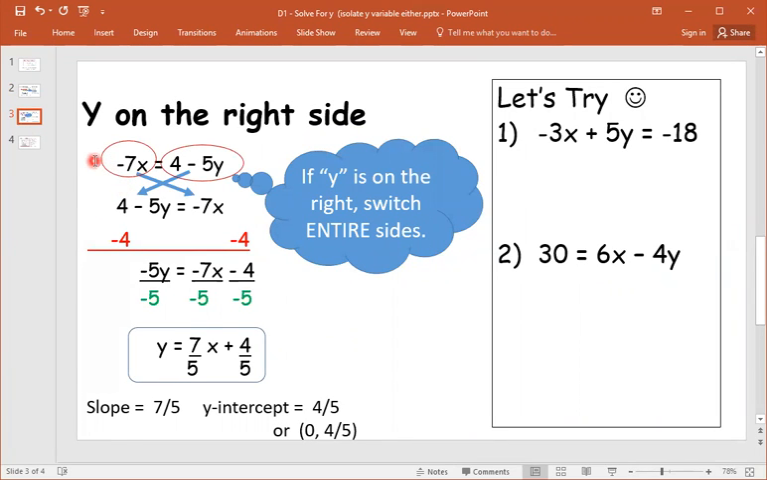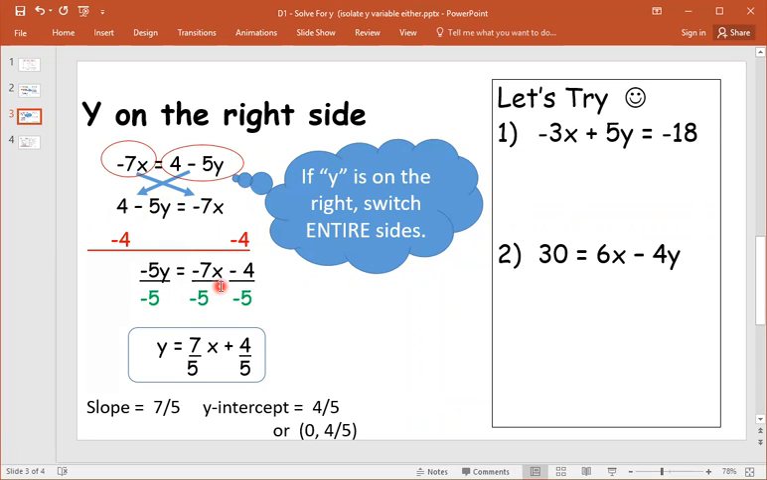Now, this problem is with y being on the right side. Since we want y equals mx plus b, where y is on the left, just switch the entire two sides. The negative 7x would go to the right, and the 4 minus 5y goes to the left. Now begin your problem. We need to subtract 4 from both sides. Now once again, there is no constant in the problem, so I do not want to put it under the x.